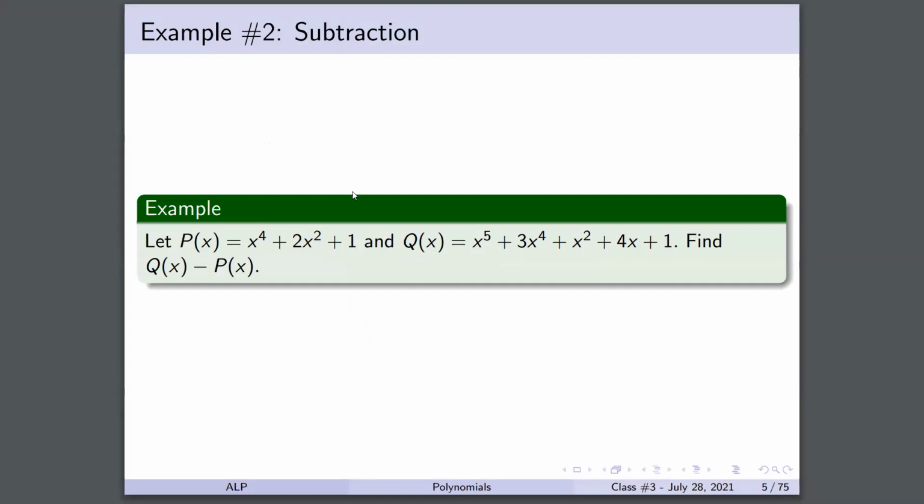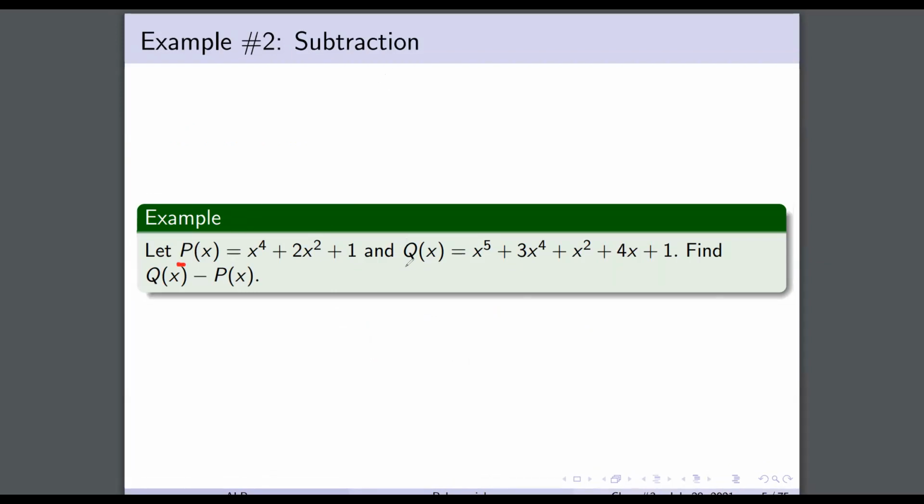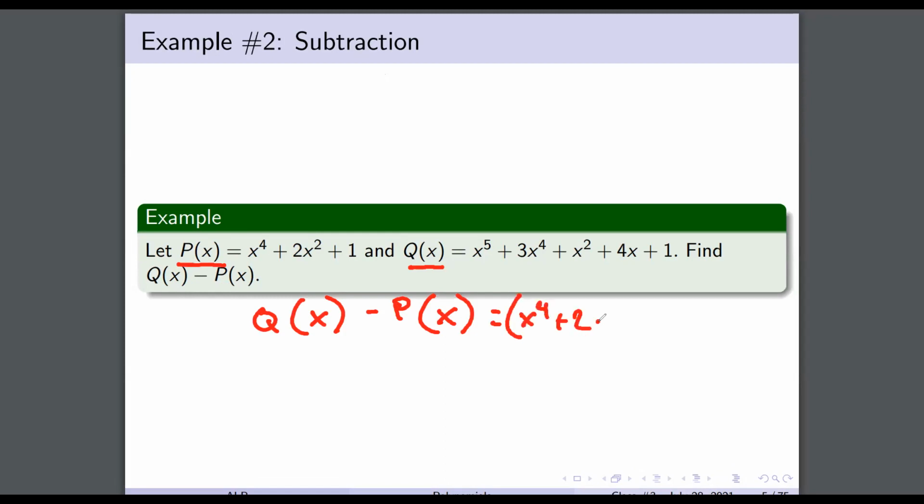Our next topic is subtraction. We have 2 polynomials here: p of x and q of x. We have to find what q of x minus p of x is. So q of x minus p of x would equal 2x squared plus 1 minus this plus x squared plus 4x 1.